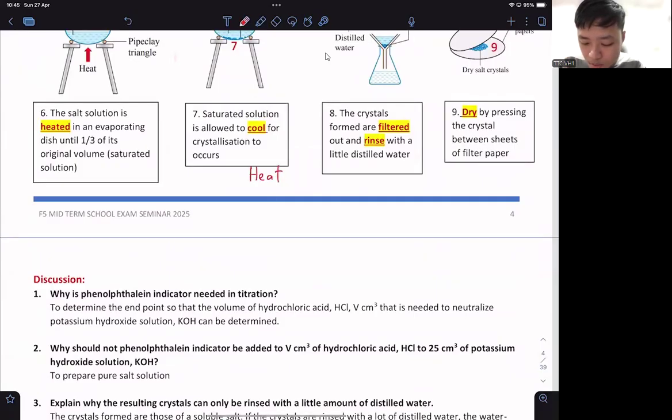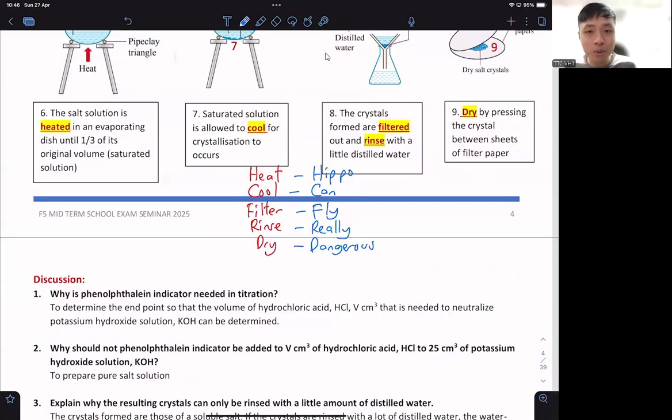So you got heat, cool, filter, rinse, dry. Heat, cool, filter, rinse, dry. Or you can memorize this way: remember the hippo. Hippo can fly really dangerous. These 5 steps, you have to remember. If they ask you the right procedure, this one you have to write down. Hippo can fly really dangerous.